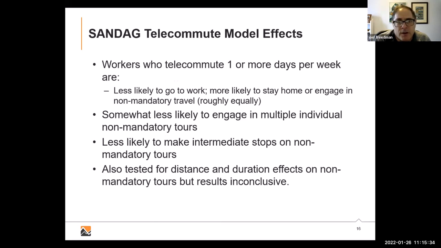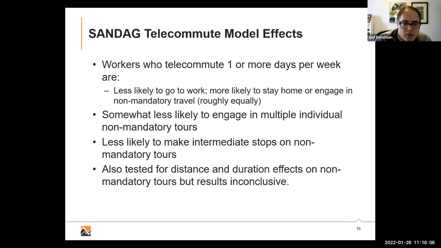So workers who telecommute regularly are less likely to go to work on any given day, and it goes without saying, they're more likely to either stay at home on the entire day or engage in some non-mandatory travel. Now, note that was pre-COVID travel conditions. We really need to re-baseline these effects post-COVID, because I suspect that telecommuting workers are actually less likely to travel than pre-COVID.